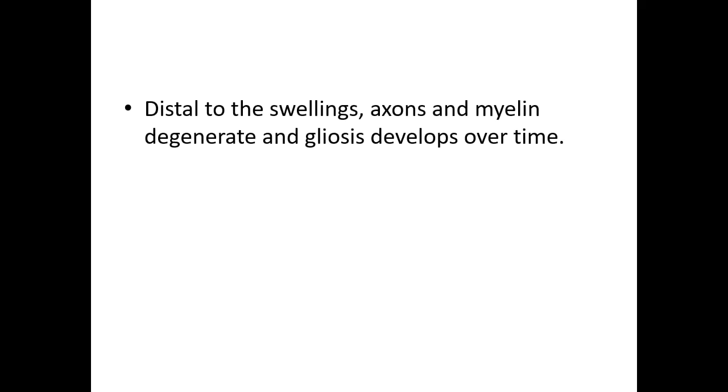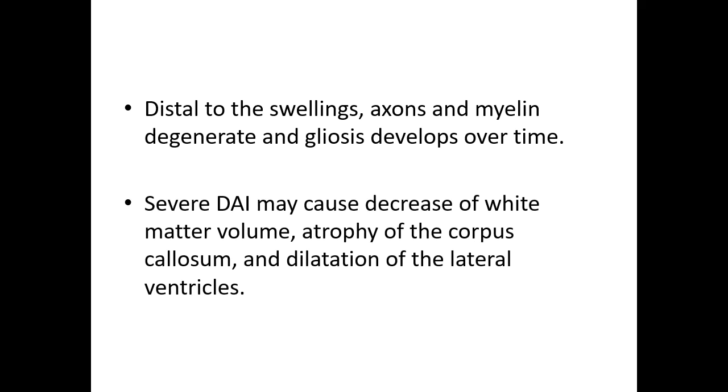Now, distal to the swelling, axons and myelin degenerate and a gliosis develops over time, as we have already discussed. Severe diffuse axonal injury may cause a decrease of the white matter volume, atrophy of the corpus callosum, and a dilatation of the lateral ventricles. Right?